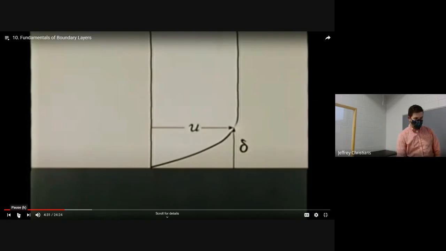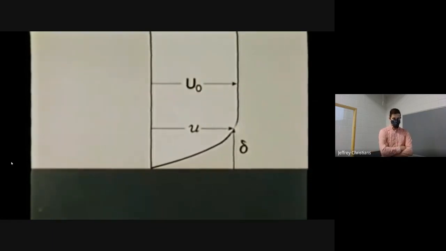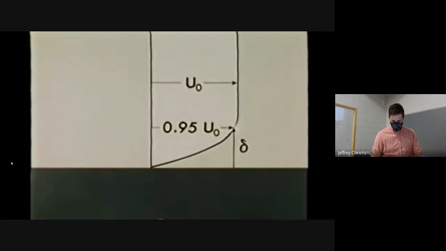along this surface. Here's the thickness of the boundary layer, sometimes defined as delta, from the surface to where the velocity u reaches some fixed percentage of the free-stream velocity. For our purpose, we will use 95% of the free-stream velocity to define the thickness of our boundary layer.